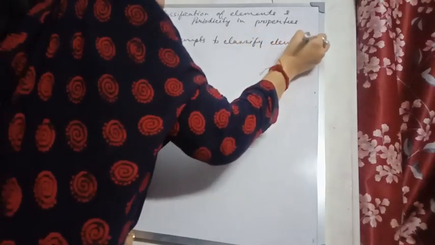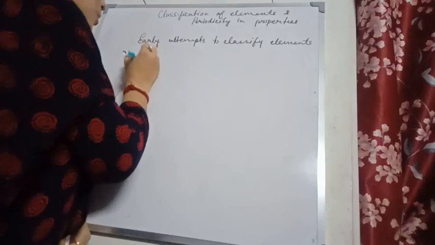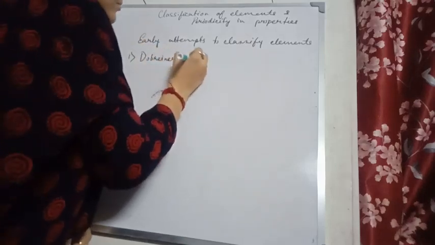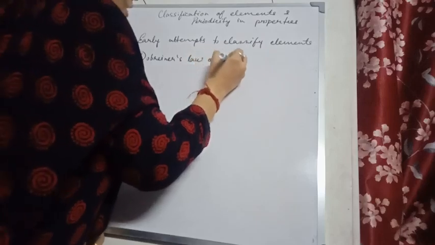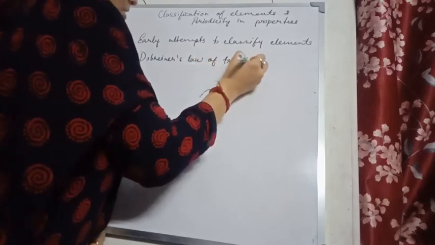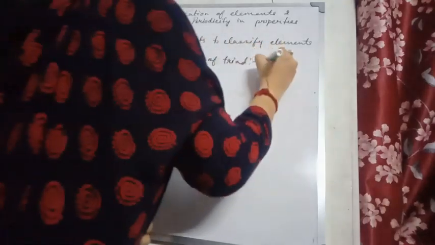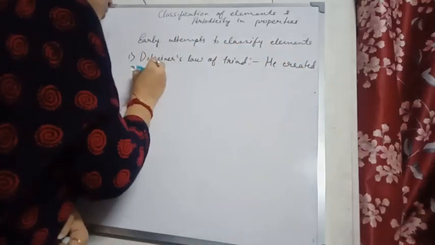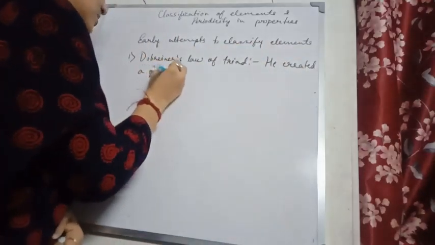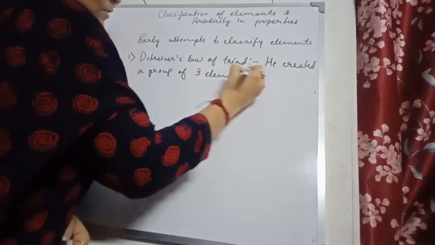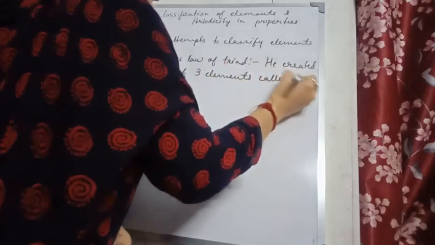Number one is Dobereiner's law of triads. So let's define this. He created a group of 3 elements called a triad.